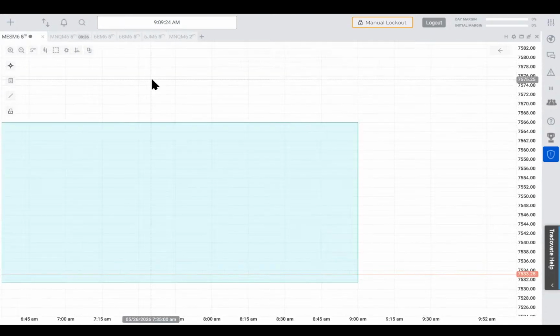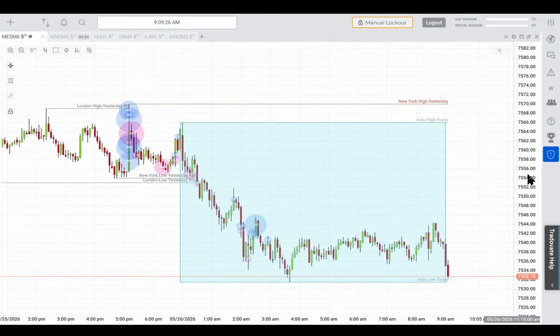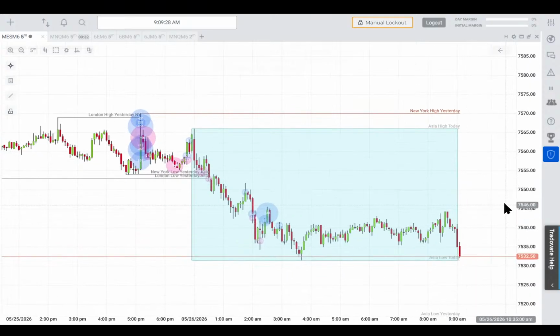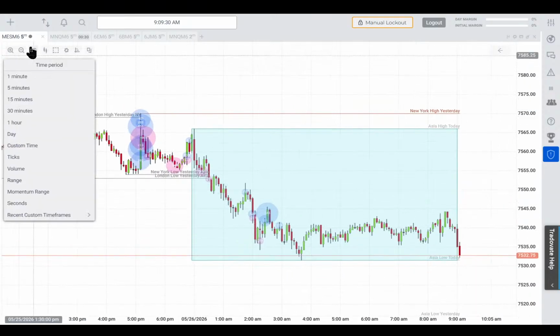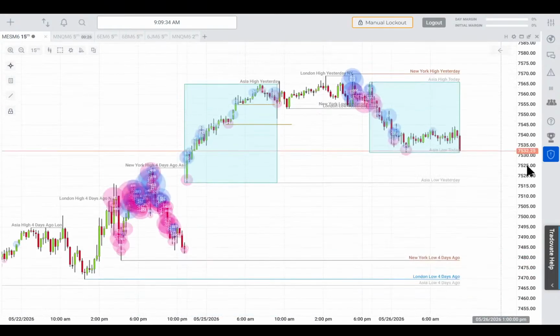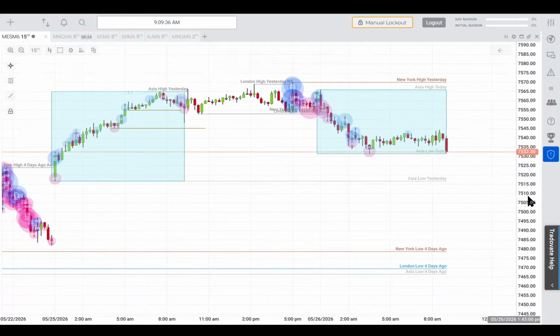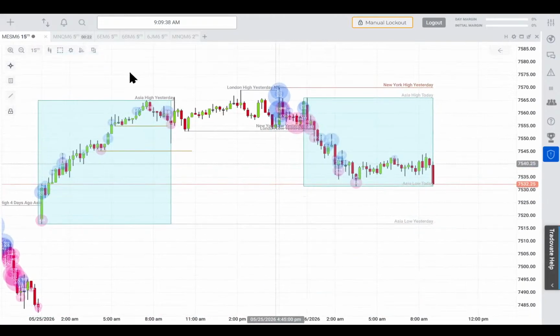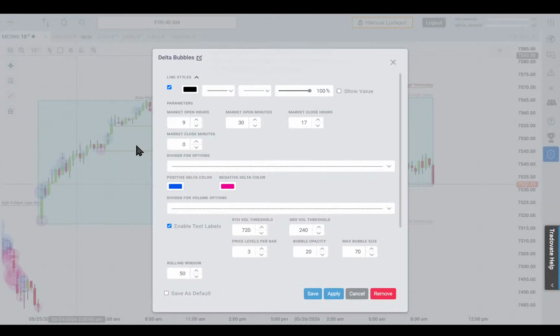So let's draw some more levels, right? So they're going for the lows, yeah. Okay, let's go on 15. It's quite a bit much for them. Those bubbles are actually a bit too much. Let's add some, let's see.